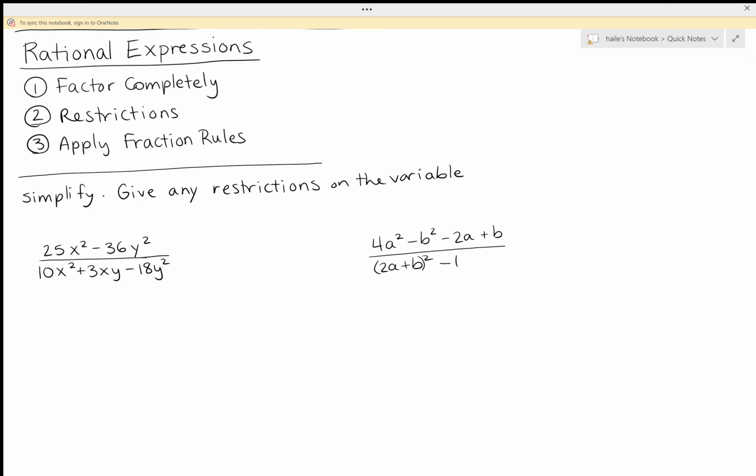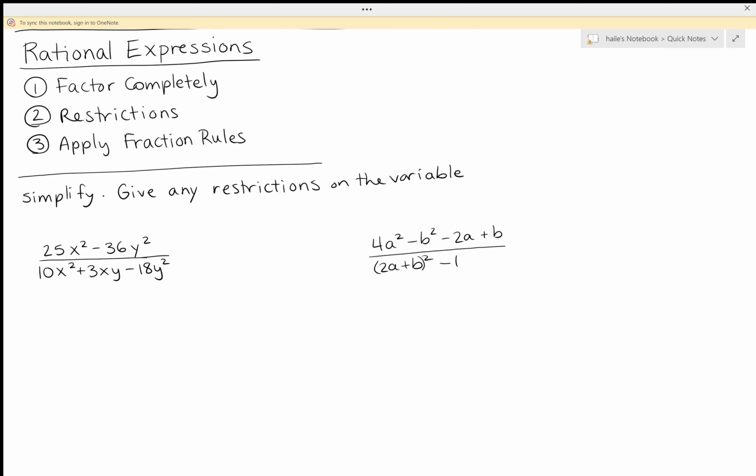In this video, I'm going to work a few rational expression problems for you, just so you'll have some extra examples to look at. If you remember from class, I went over 3 basic steps to doing rational expression problems. First, you should always factor your entire problem completely. Second, you should find the restrictions if the directions tell you to. And third, you apply whatever fraction rule is given to you in the problem.